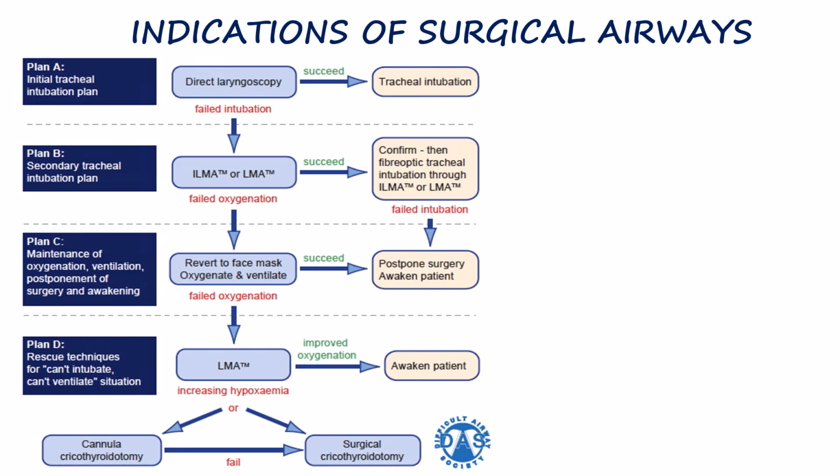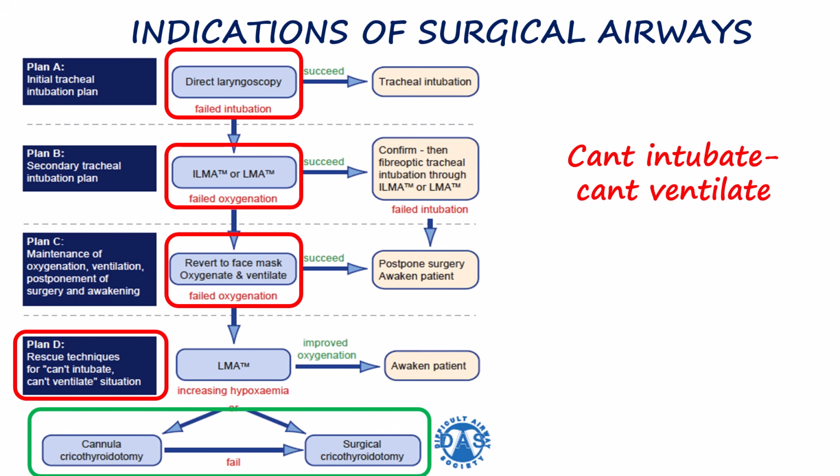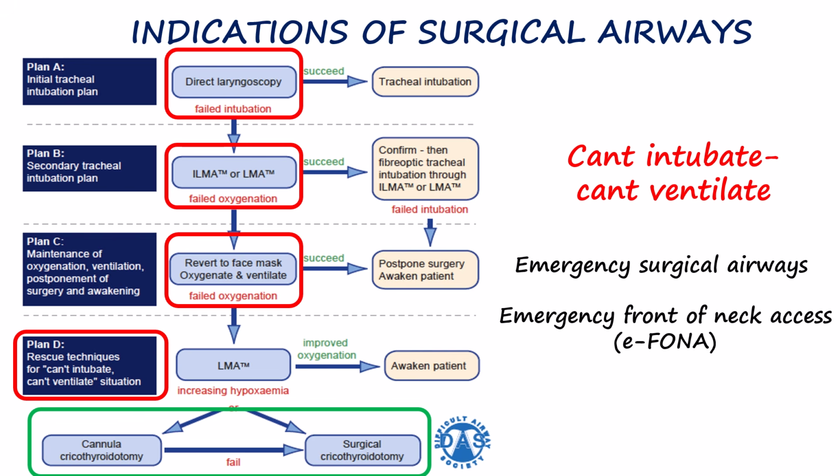Surgical airways become necessary when conventional techniques such as bag mask ventilation, laryngeal mask airway and endotracheal intubation fail, a situation referred to as cannot intubate, cannot oxygenate. In this scenario, surgical airways are usually achieved through cricothyroidotomy as it offers the quickest and most accessible route into the airway. These are termed emergency surgical airways or emergency front of neck access.